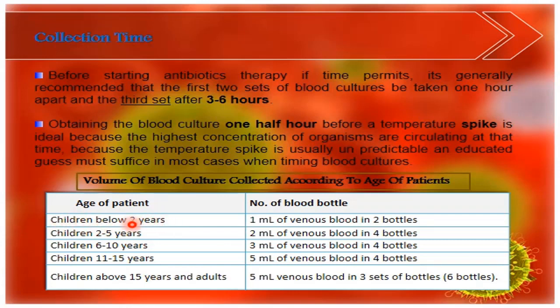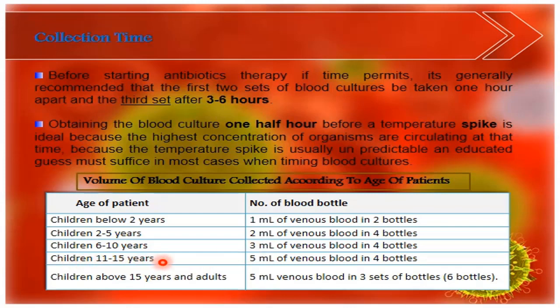For a patient below 2 years, 1 ml of venous blood in 2 bottles. 2 to 5 years, 2 ml of venous blood in 4 bottles. 6 to 10 years, 3 ml of venous blood in 4 bottles. As you see here, in these 3 ranges, the small amount of blood increases with the increase of age. But why do we use a low amount of blood here? Because the bacteria number is higher in the child in comparison with the adult.